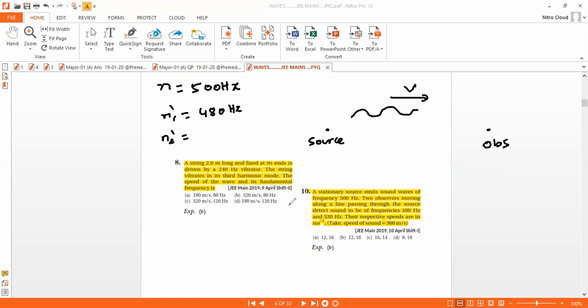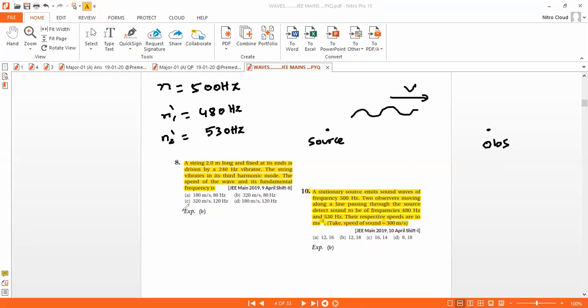Yes, two observers are there. The second observer hears 530 hertz. They are asking for their respective speeds.